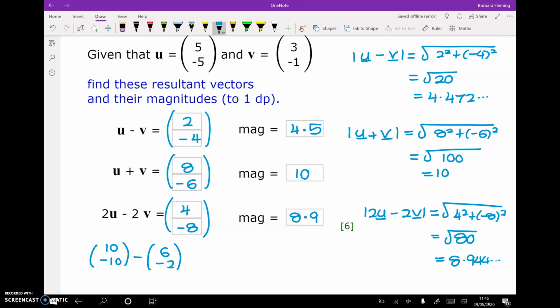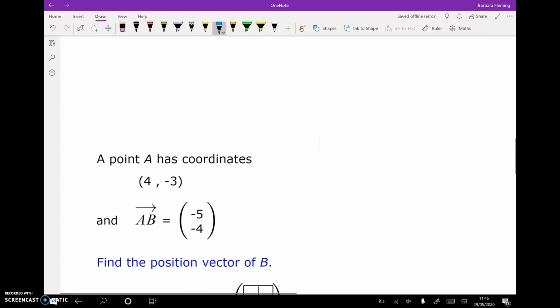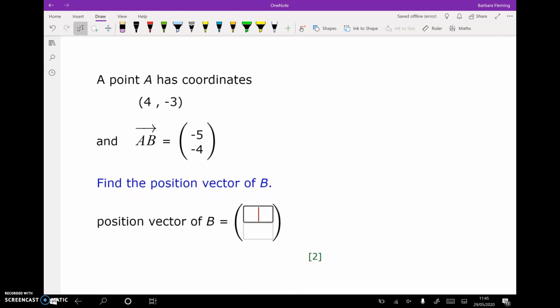So that's page 1. If we go on and have a look at page 2 now, we have some more questions here. So a point A has coordinates 4, minus 3, and A to B equals minus 5, minus 4. Find the position vector of B.